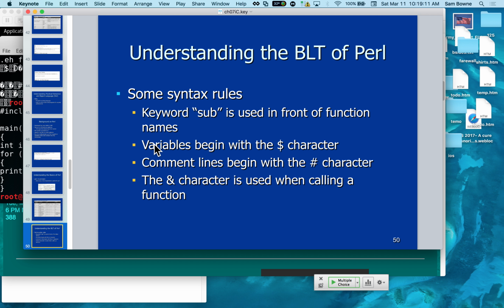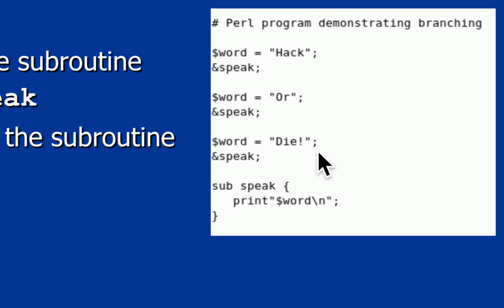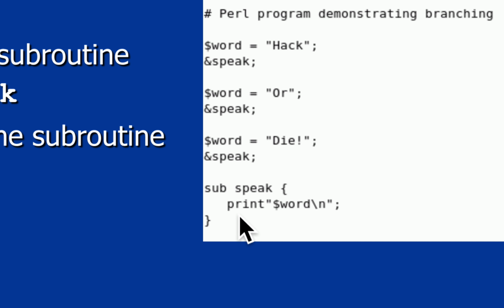Like C, functions have a sub in front of them. Variables all have a $ in front of them. You have an ampersand character when calling a function. So it looks really strange. Here's a subroutine called speak. Here is a word with a $ sign to make a variable, and then you call speak with an ampersand. I don't know why he did it this way.